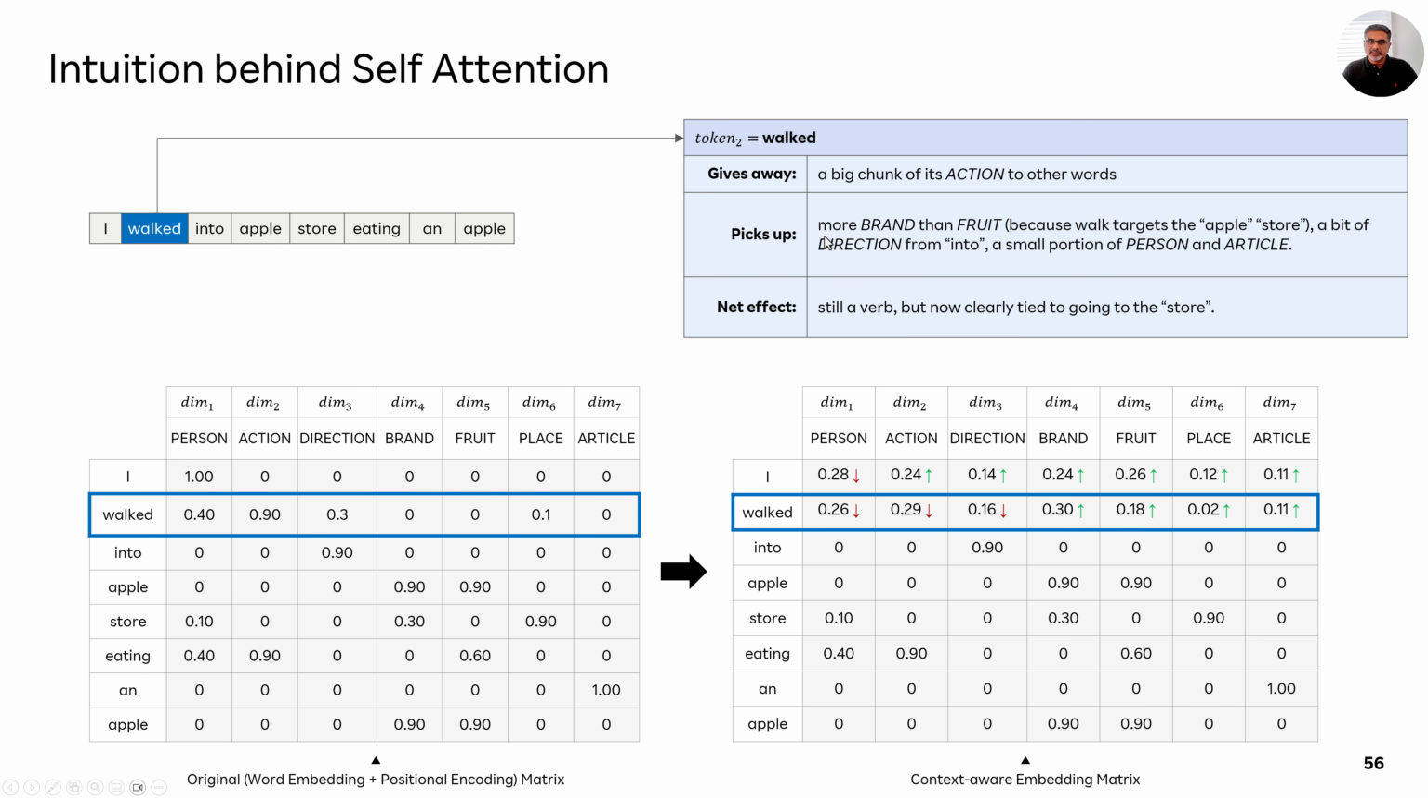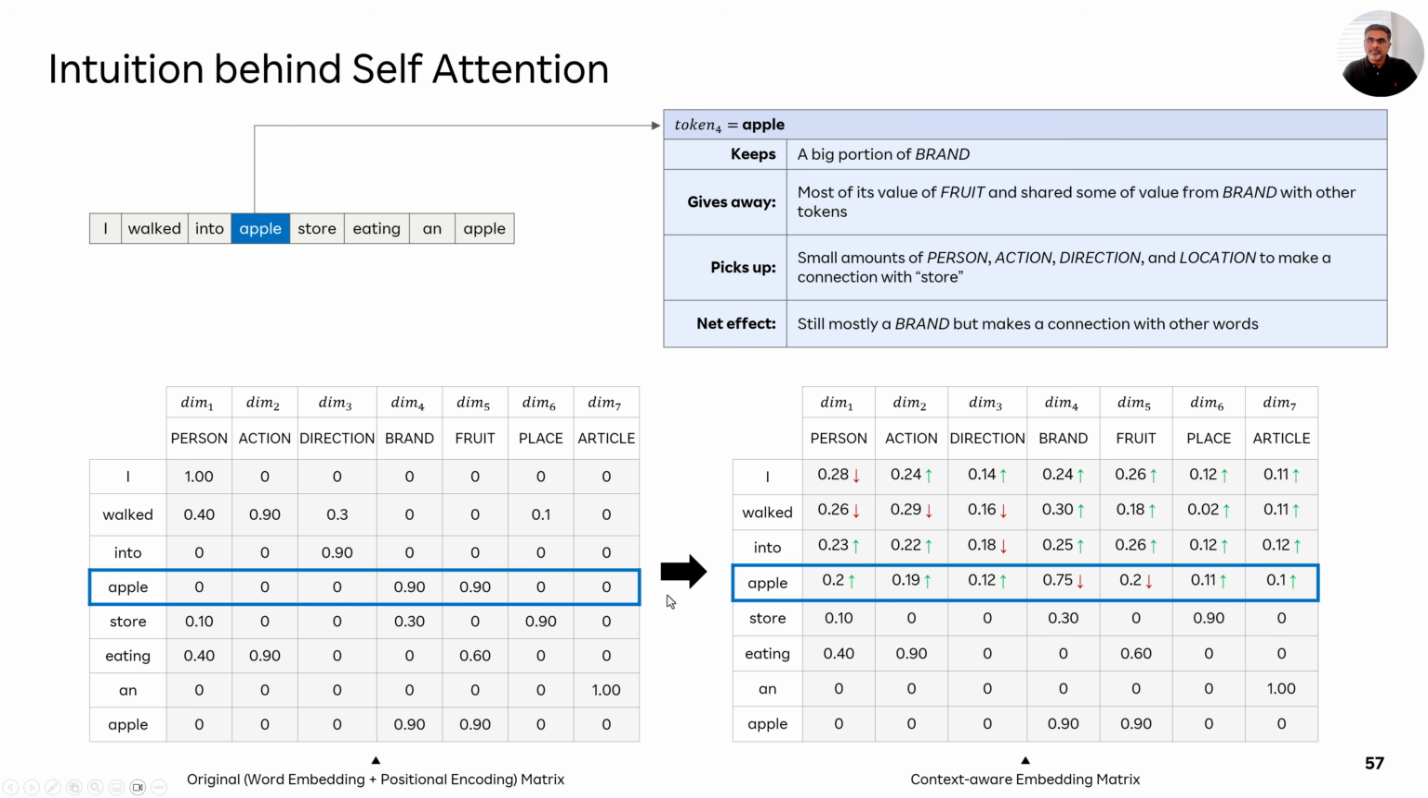That's how you'd make that change. I keep going. In Apple, for example, actually, let's just do two more words so this idea becomes very clear. So this word Apple here, you'll say, I'm going to give a big portion of my brand away. Let's say the original one is 0.9 feature value for brand and 0.9 for fruit. Right now, it does not have anything for person, action, direction, and place and article. But let's say these are the two things.